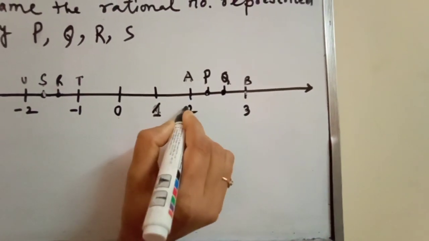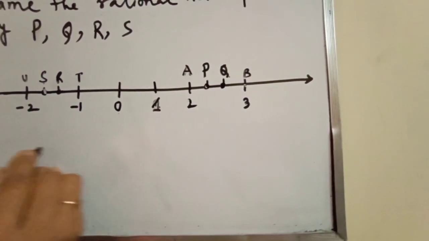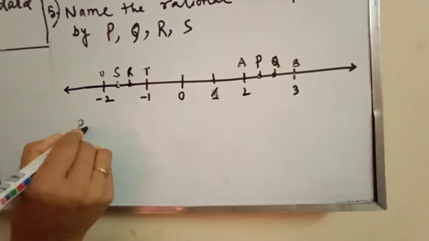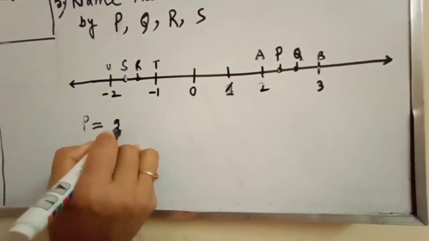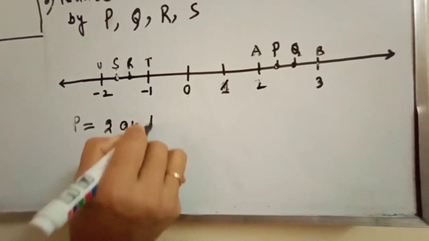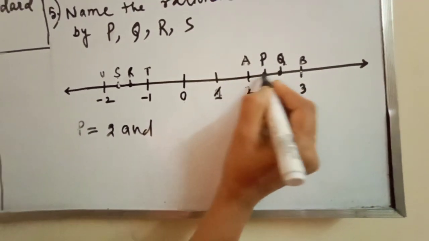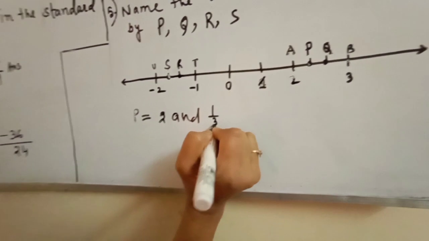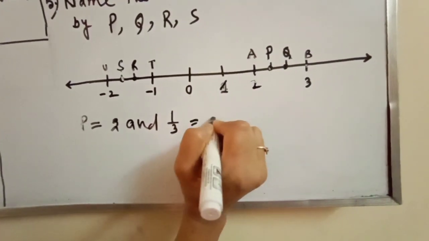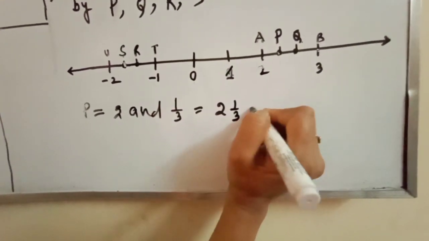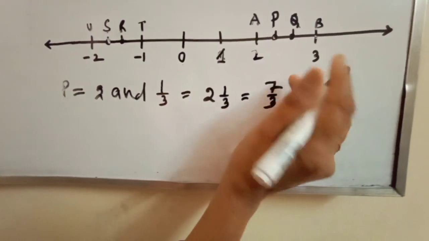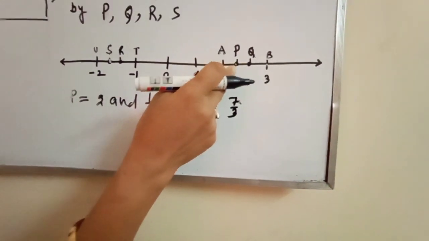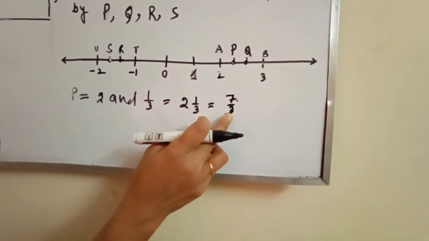So we can write P is equal to 2 and 1/3 part of this portion, that is 2 and 1 by 3, that is 3 times 2 is 6 plus 1, 7 by 3. P is representing 7 by 3.